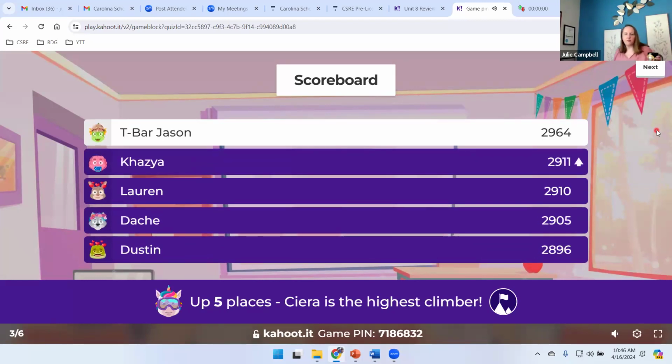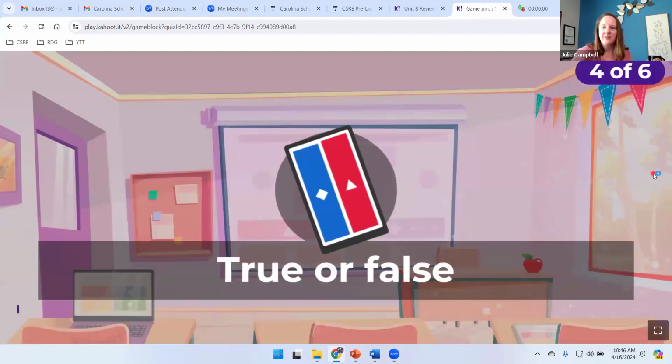T-Bar Jason, still number 1. Kazia is up to number 2. Lauren, Bayosh, and Dustin are still on the board. Sierra is our highest climber, up 5 places.